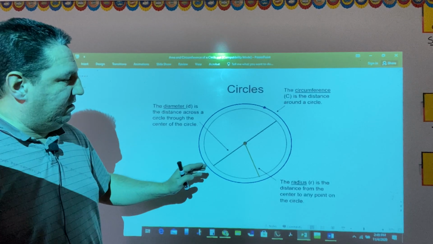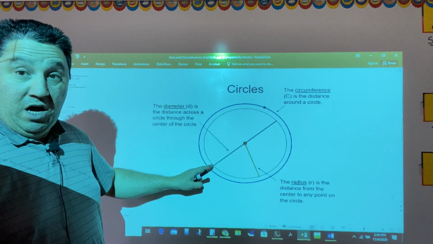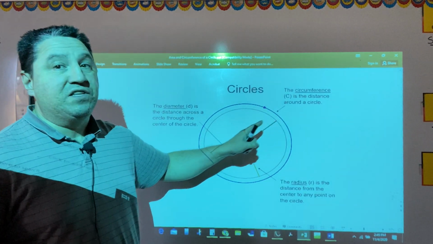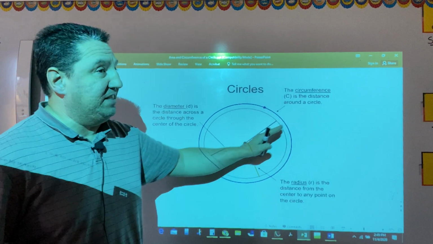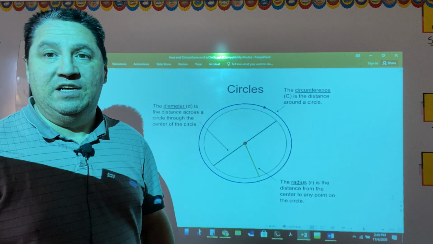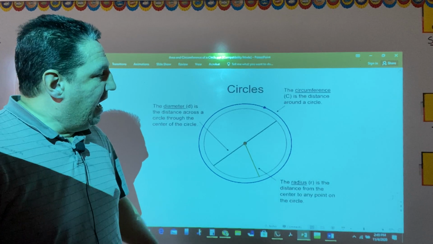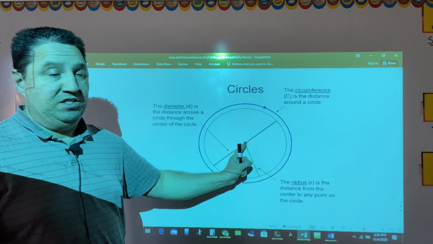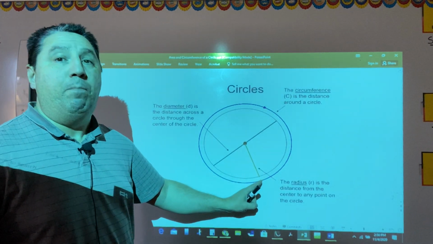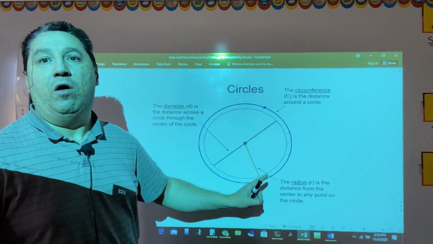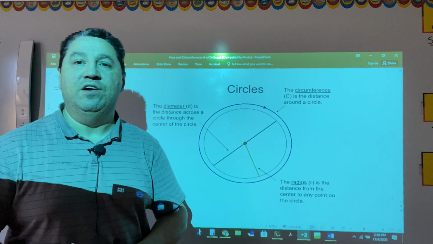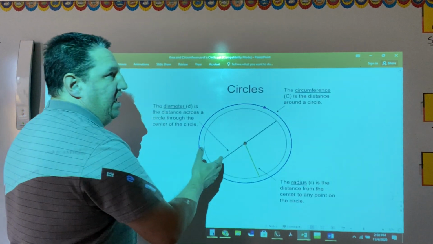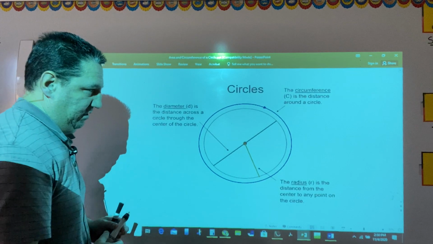The segment that joins two points on the circle and passes through the center of the circle is called the diameter. The segment that joins the center of the circle and a point on the edge of the circle is called the radius. We know the diameter is twice the radius.